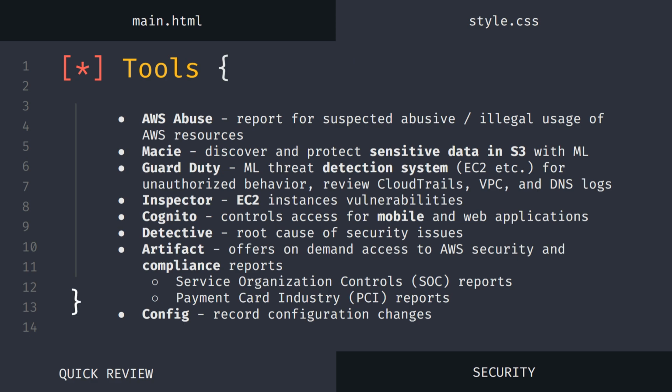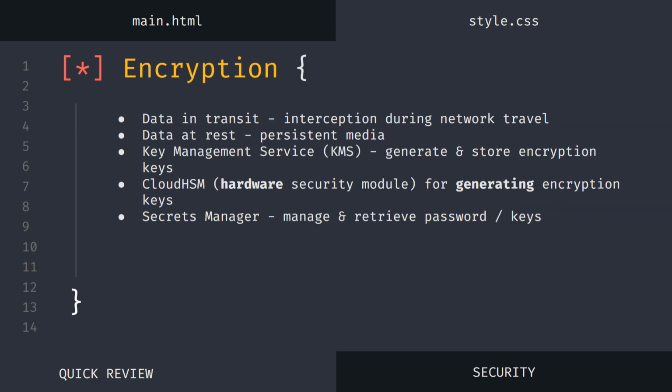And you're going to look at tools. There's so many tools, but each tool is distinct in themselves. So for example, if you see illegal activities and you want to report them, AWS abuse. If you look at sensitive data in S3 and want to find these special things, you use Macie. If you want a detection system, GuardDuty. EC2 instance vulnerability, Inspector. When you're looking at mobile or web applications, Cognito. The root cause of security issues, Detective. Whenever you're looking for compliance, that's Artifact. And obviously any configuration deals with AWS Config.